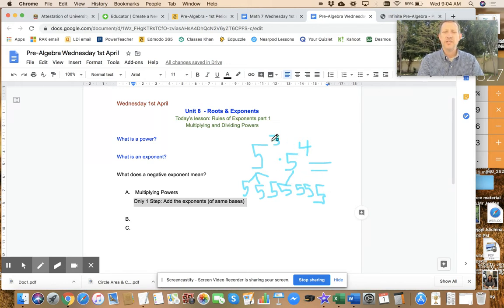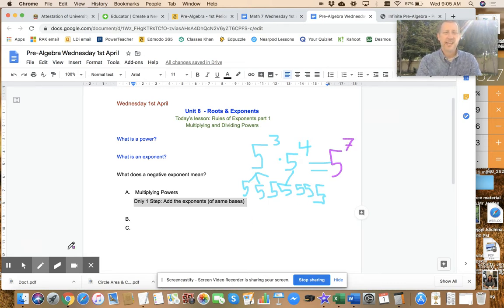Oh, Mr. John, wouldn't it have been easier just to look at the exponents? Yes. 3 and 4. How many times am I multiplying 5 here? 3 times. How many times am I multiplying 5 there? 4 times. Instead of expanding them out, wasting all that ink, we can just add the exponents. So that's going to be 5 to the 3 plus 4, which is 7. And there's your answer. Okay.